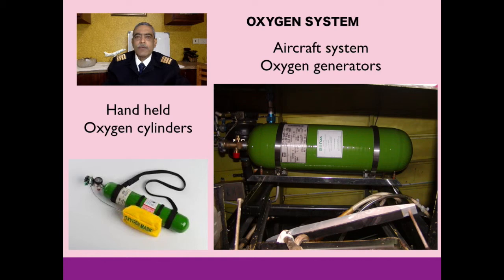But here I just want to elaborate that the larger commercial jets which fly over long ranges, etc., incorporate a system of chemically generating this oxygen. And smaller jets, business jets, etc., have oxygen stored under pressure. Here I have shown pictures of an aircraft oxygen system, and the handheld oxygen cylinder as well.